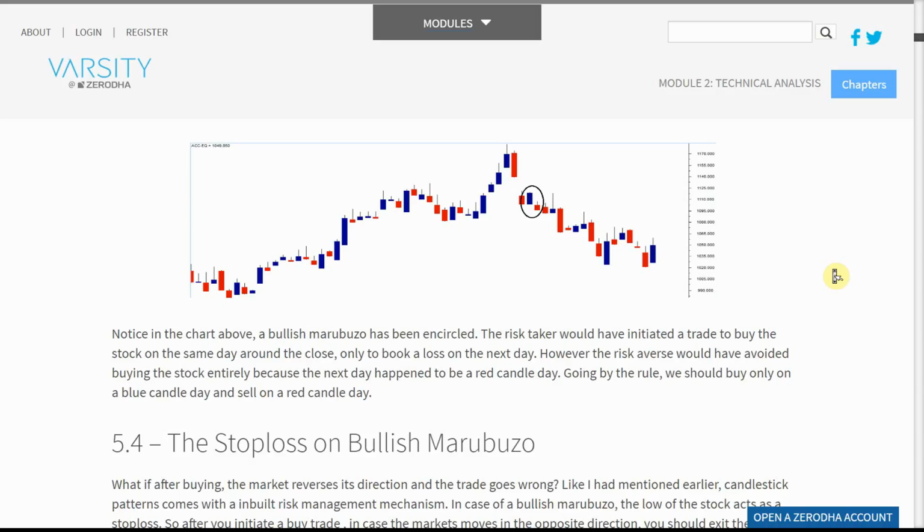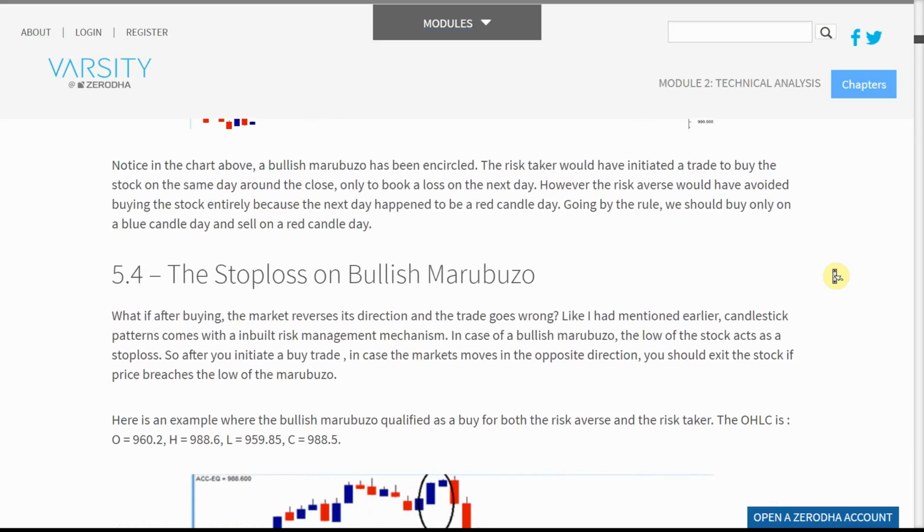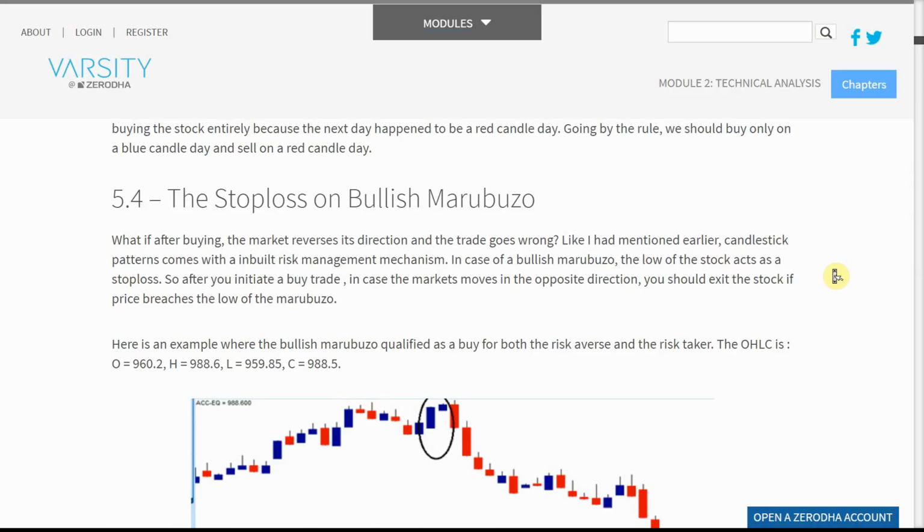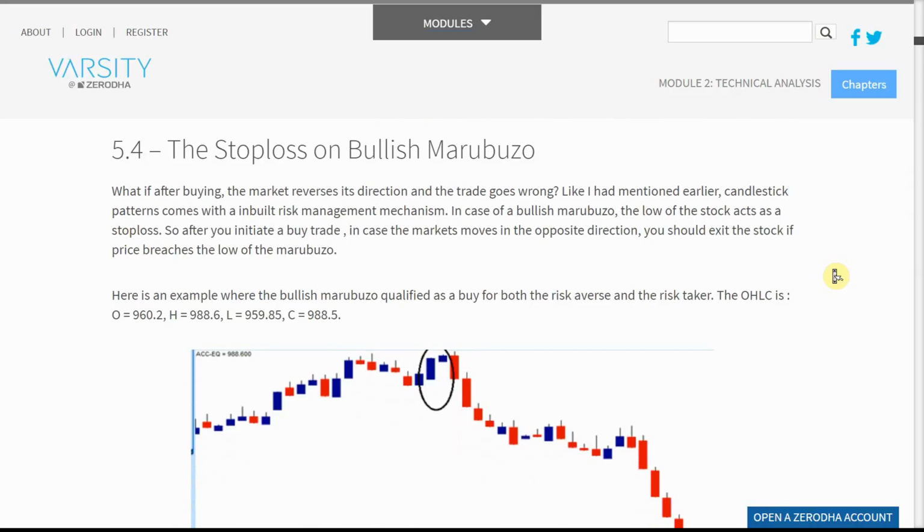5.4 The stop loss on bullish Marubozu. What if after buying, the market reverses its direction and the trade goes wrong? Like I had mentioned earlier, candlestick patterns come with an inbuilt risk management mechanism. In case of a bullish Marubozu, the low of the stock acts as a stop loss. So after you initiate a buy trade, in case the market moves in the opposite direction, you should exit the stock if price breaches the low of the Marubozu.